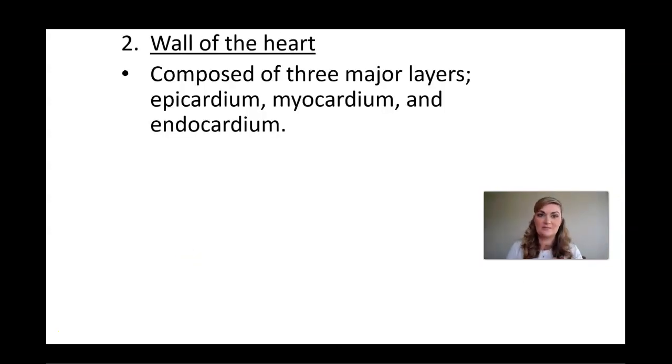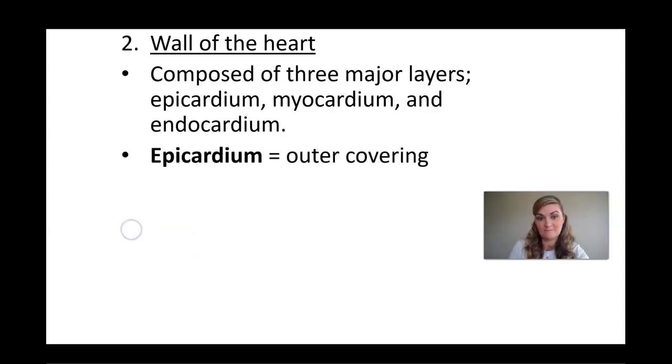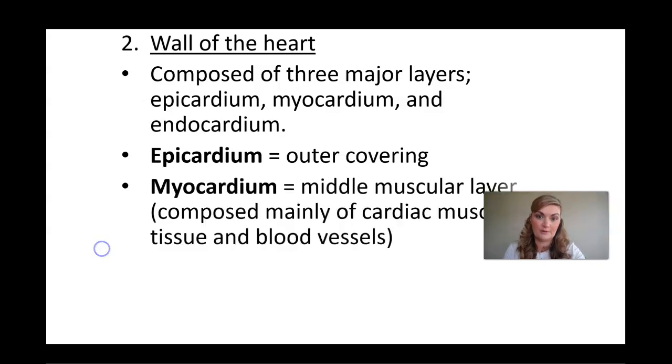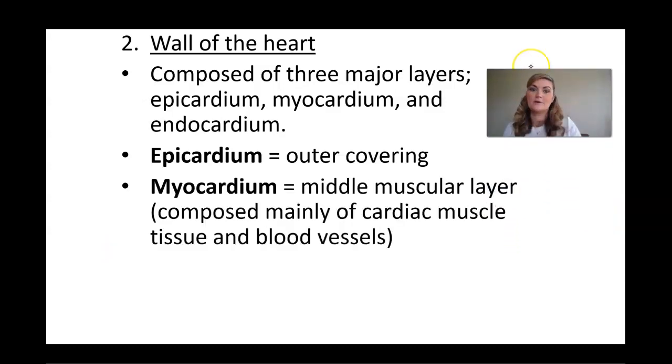Second thing we're going to talk about is going to be the wall of the heart. It's going to be composed of three major layers. It has the epicardium, the myocardium, and the endocardium. The epicardium is going to be that outer covering. It's going to surround the outer section of the heart, and that's where we also see the visceral pericardium that goes around the heart. The myocardium, myo means muscle, so this is going to be the muscular portion of the heart. This is where we're going to find that cardiac muscle tissue, and it's also going to consist of blood vessels that are going to be running throughout it to feed that muscle.